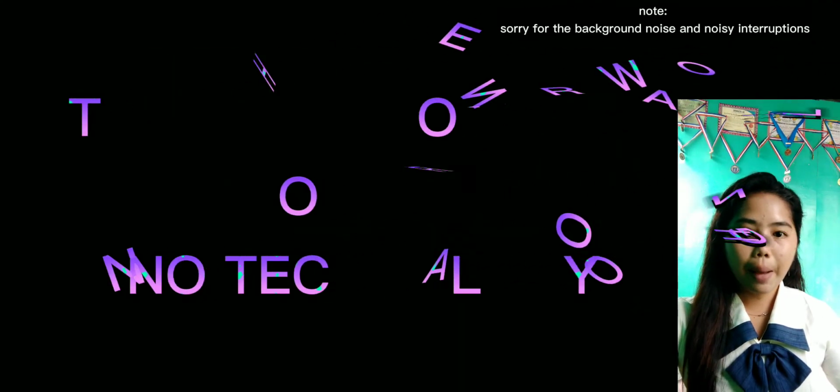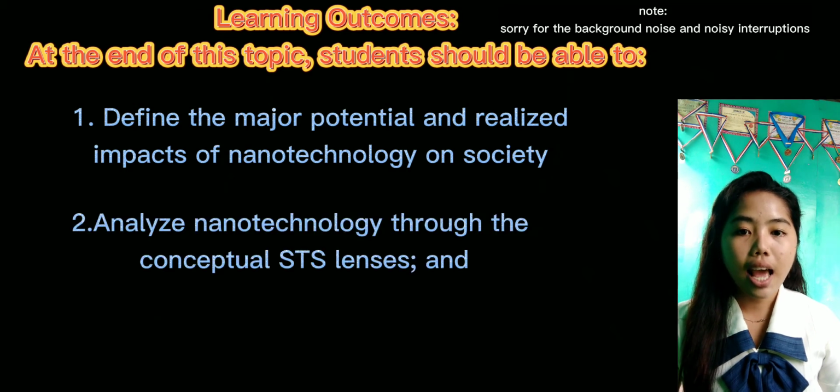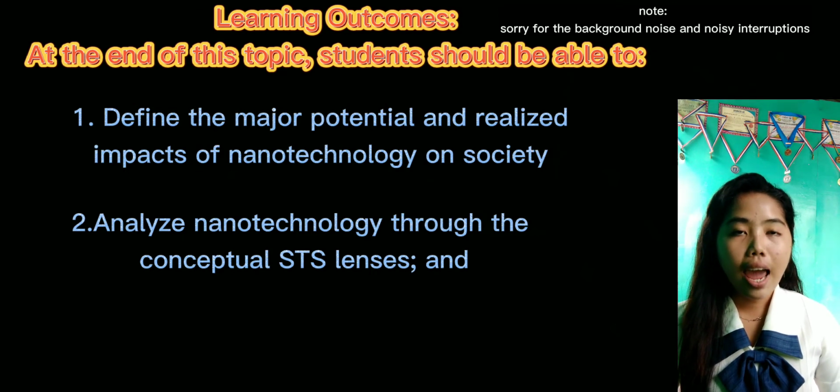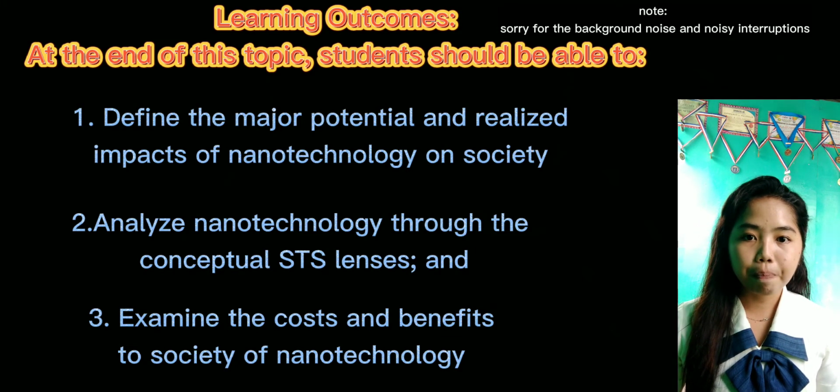So I choose the topic nanotechnology. At the end of this topic, students should be able to first, define the major potential and realized impacts of nanotechnology on society. Second, analyze nanotechnology through the conceptual ECS lenses. And last, examine the costs and benefits to society of nanotechnology.